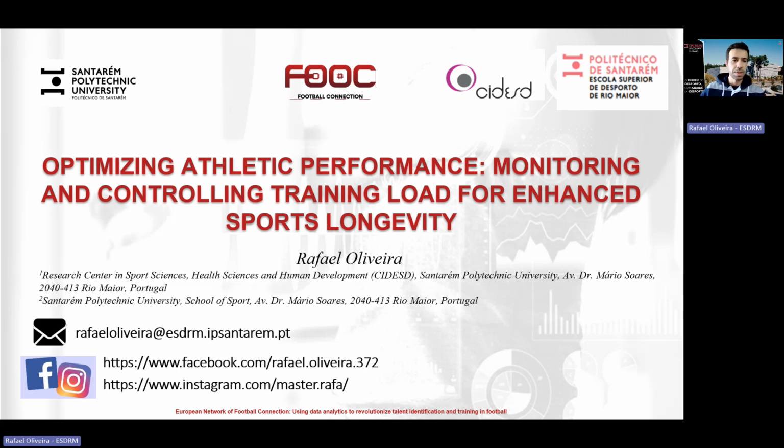So the topic of this session is about optimizing athletic performance, monitoring and controlling training load for enhanced sports longevity.